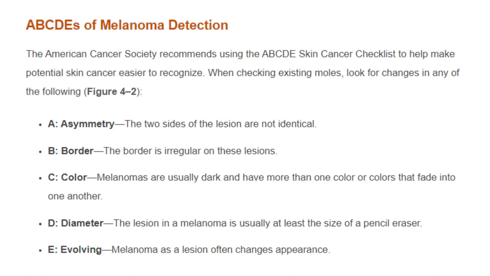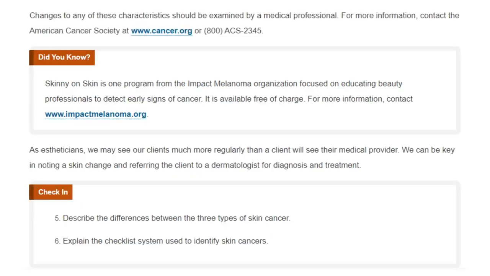C. Color, melanomas are usually dark and have more than one color or colors that fade into one another. D. Diameter, the lesion in a melanoma is usually at least the size of a pencil eraser. E. Evolving, a melanoma lesion often changes appearance. Changes to any of these characteristics should be examined by a medical professional.